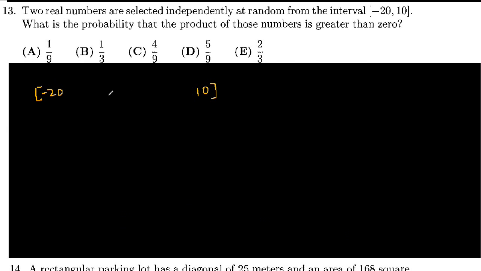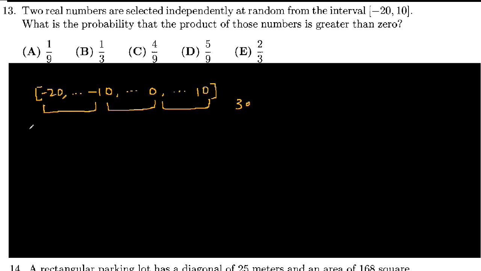So let's draw approximately to the scale. So we have -20 here, -10 here, then you have a 0 here, and you have a 10 here, right? So each distance is about 10. So from -20 to 10, the total distance is 30, right?